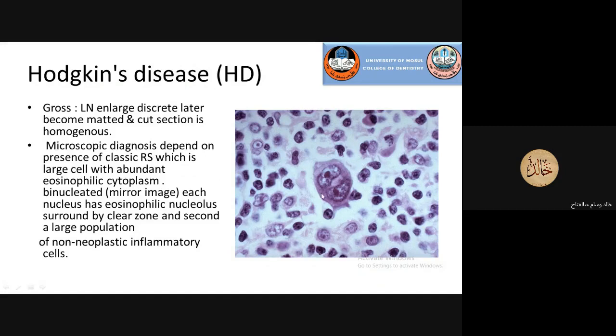Okay, so the RS cells are large cells, eosinophilic cytoplasm, binucleation, and these nuclei are mirror image to each other. They are one like the other. They have a prominent eosinophilic nucleolus, clear zone around it. These RS cells are present in a background of inflammatory cells which are non-neoplastic cells. So the neoplastic cells in Hodgkin lymphoma are these RS cells.